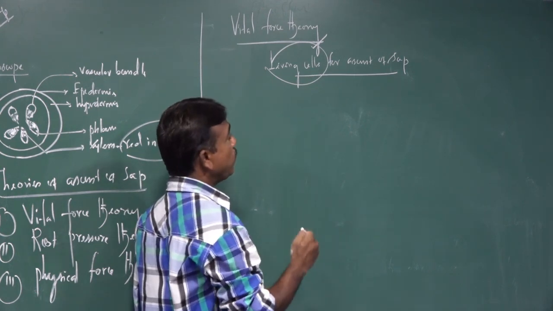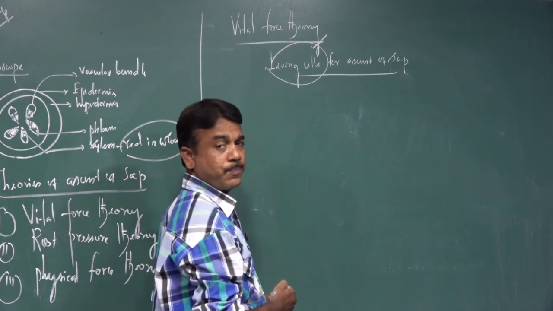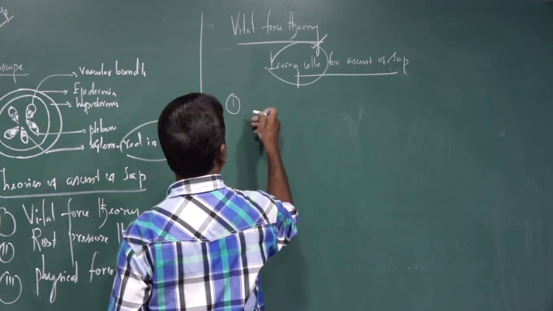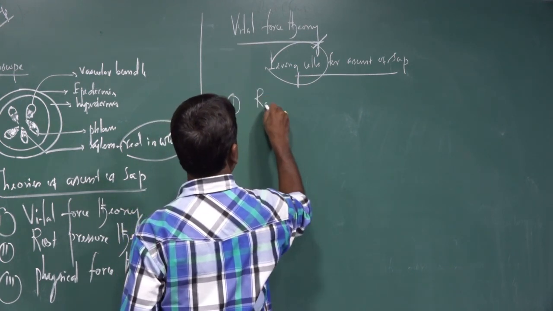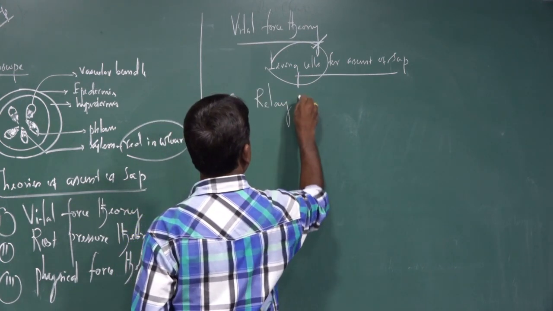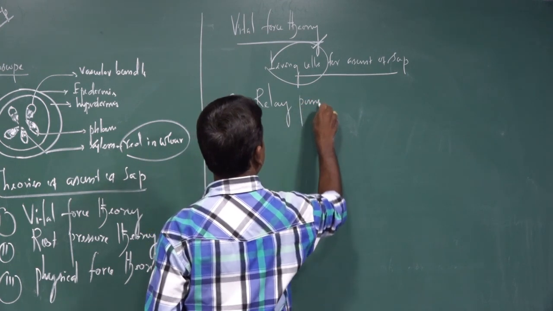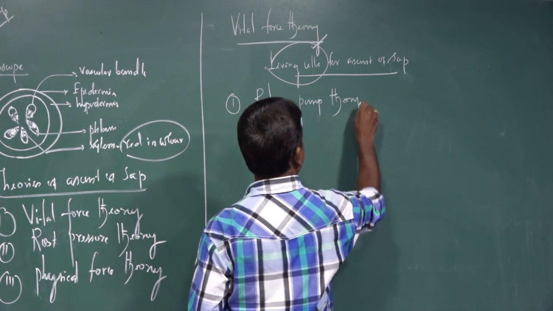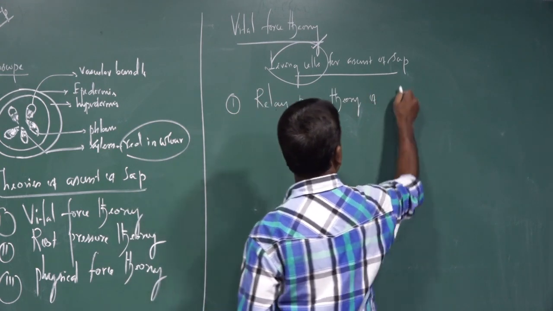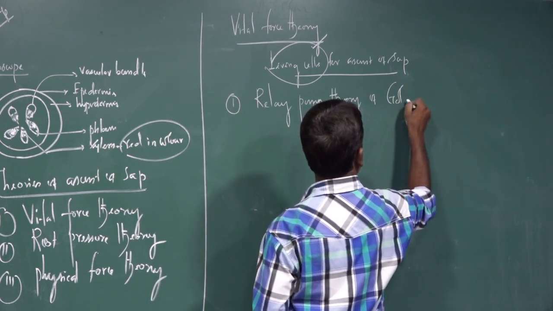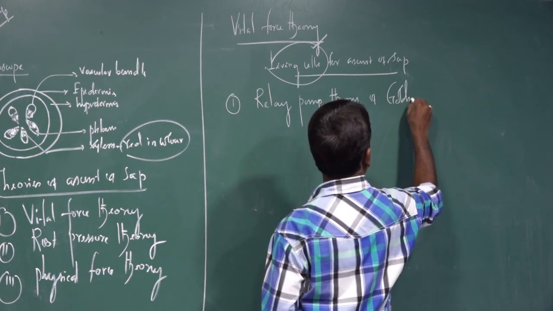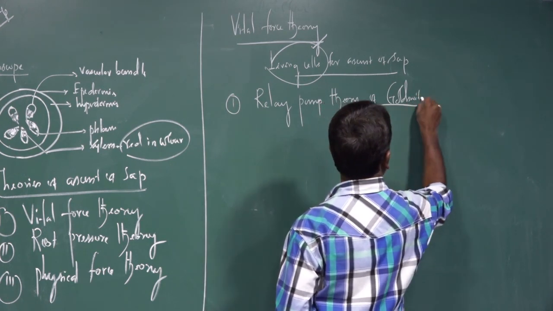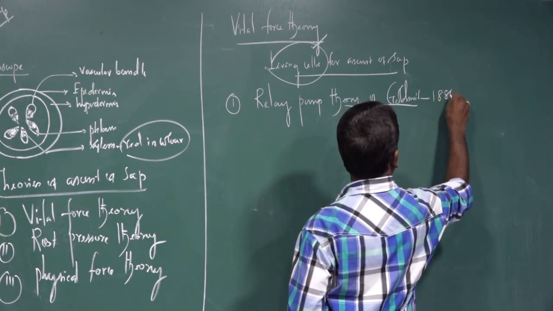Based on the vital force in the living cells in the ascent of sap, the theories can be classed into two types. One is called the relay pump theory, the theory of Godlewski, in 1884.